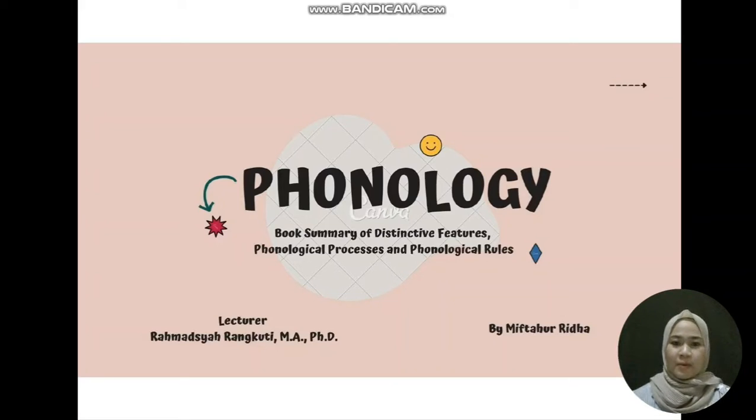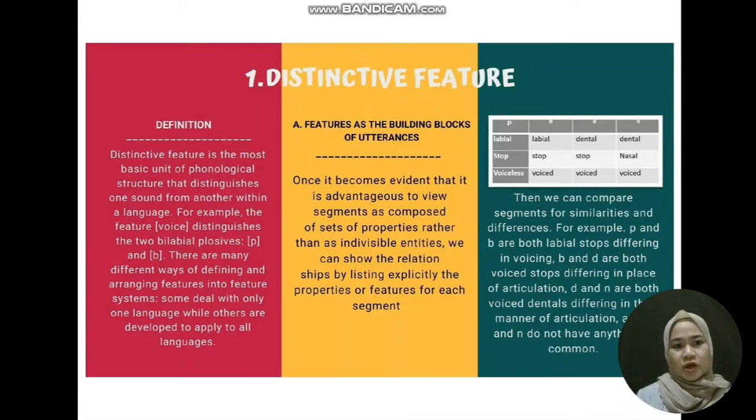I will present my paper entitled Book Summary of Distinctive Feature, Phonological Process, and Phonological Rules. Distinctive feature definition. Distinctive feature is the most basic unit of phonological structure that distinguishes one sound from another within a language. For example, the feature voice distinguishes the two bilabial plosives p and b.